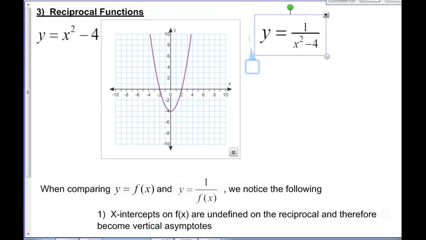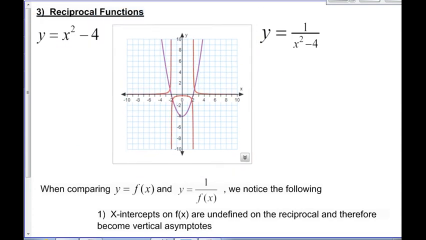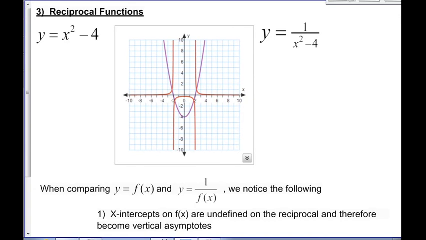If I can get the smartboard to cooperate. Here we go. Oh, wow. That looks strange. Now let's see what's happening on the red one. On the red one, there seems to be a vertical asymptote here and a vertical asymptote here.